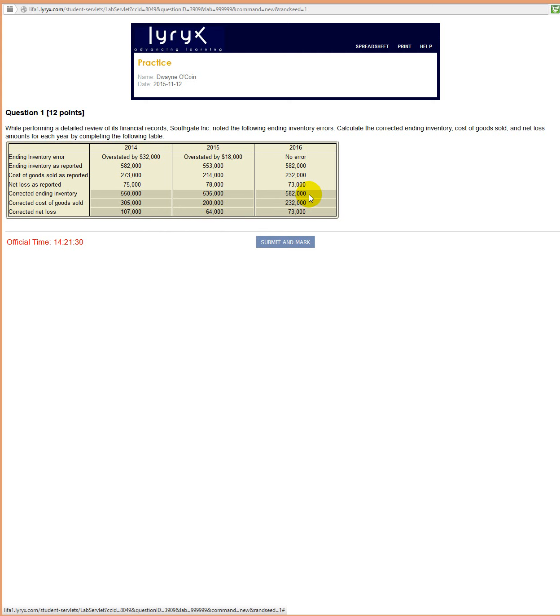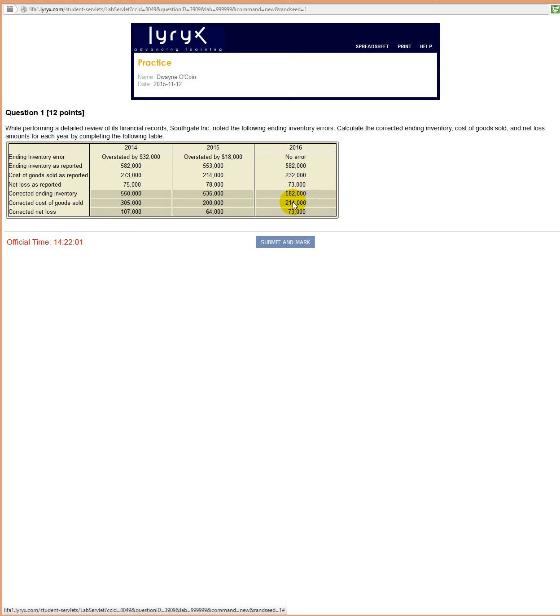Okay, so then we go to 2016, 582,000. There's no error, which means that I guess we figured out how to count our ending inventory properly. So 582,000. There's no error in the ending inventory. But there still was an error in the opening inventory because that 18,000 from 2015 would have overstated our cost of goods available for sale this period. So we need to subtract that 18,000 from our cost of goods sold because we have too much in our cost of goods available for sale.